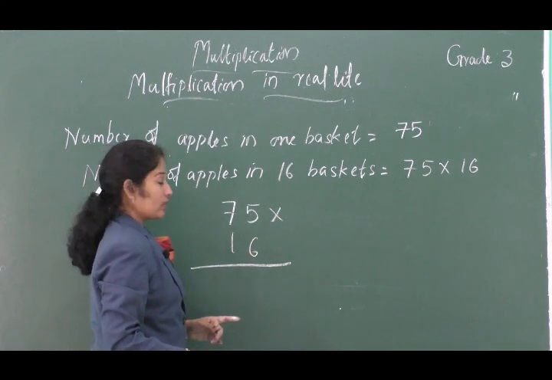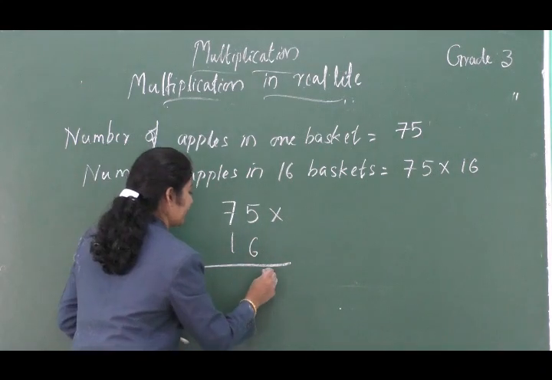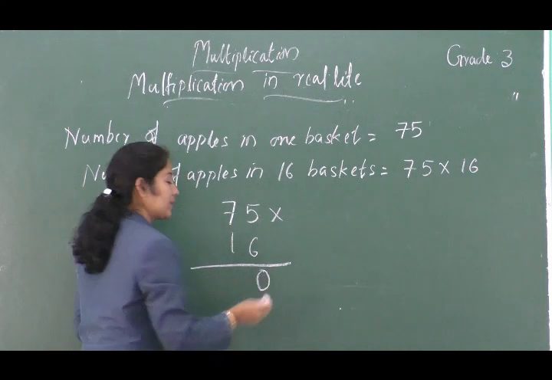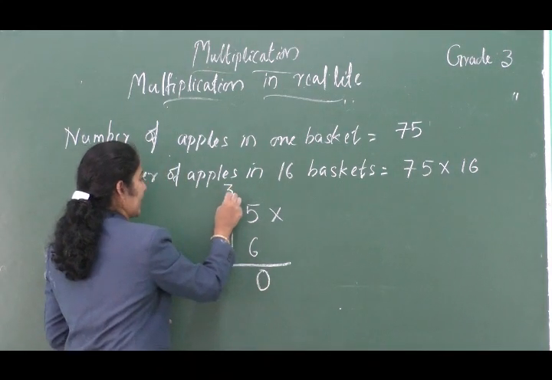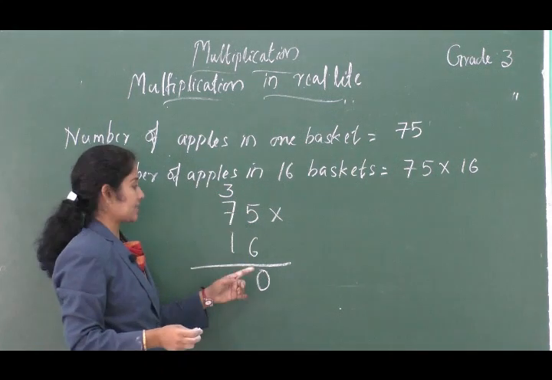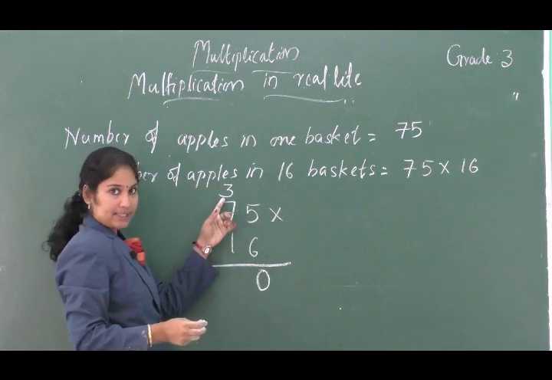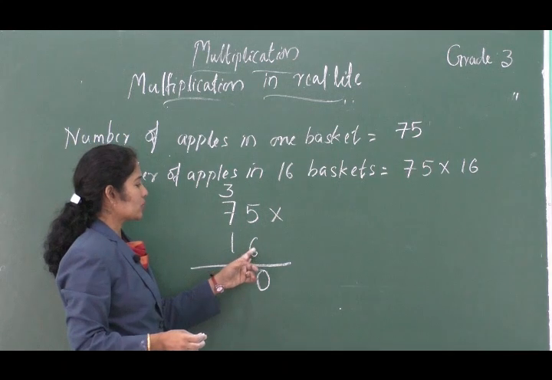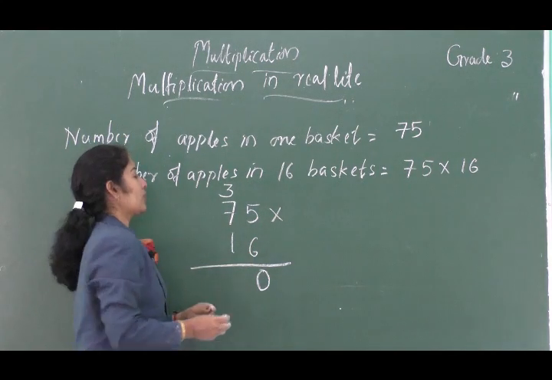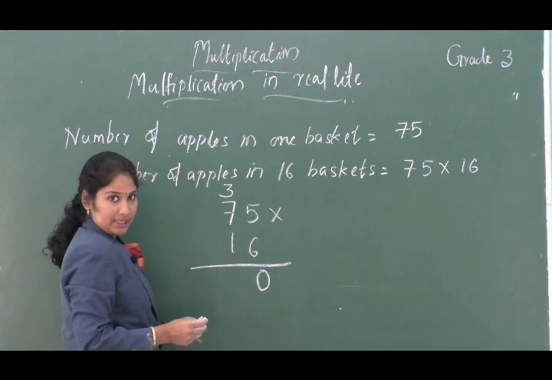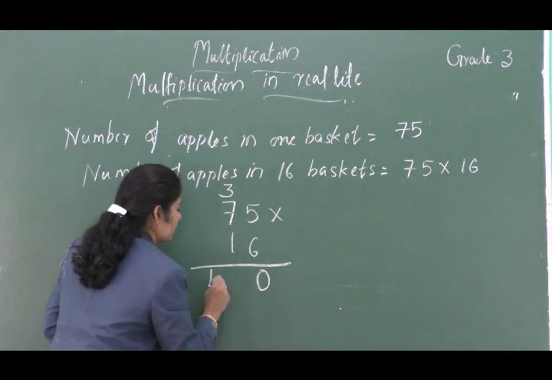5 into 6 is 30. 0 we will write in the ones place, and 3 will carry over to the tens place. Now we have 3 in the tens place. Next we have to find out 6 into 7, 42. 42 plus 3 is 45.